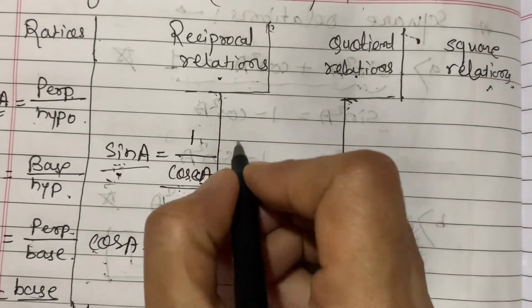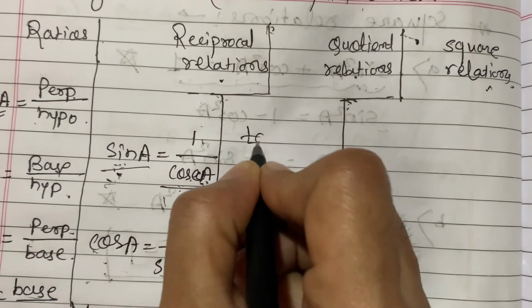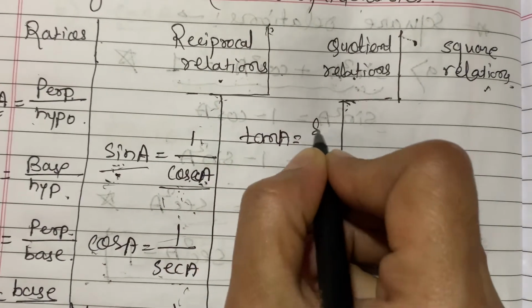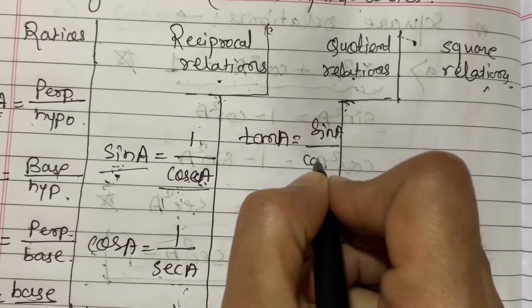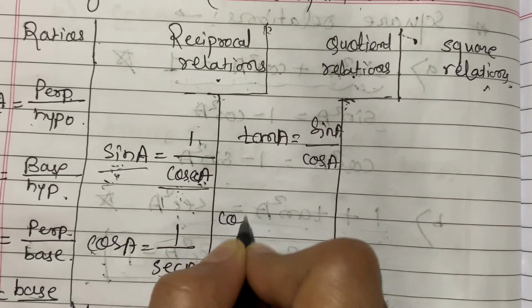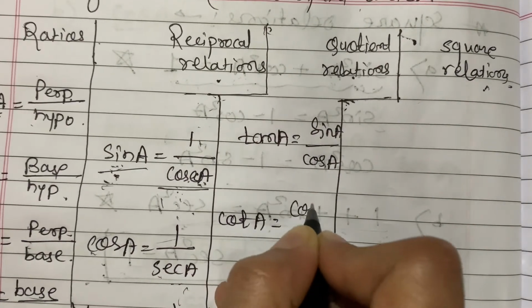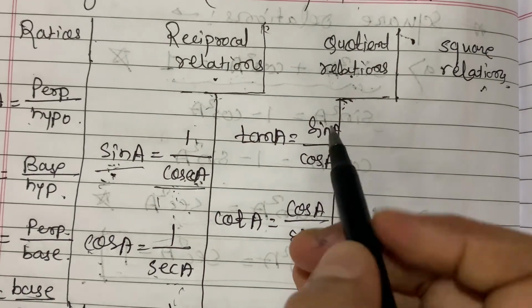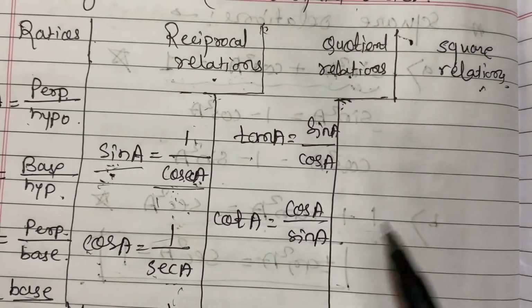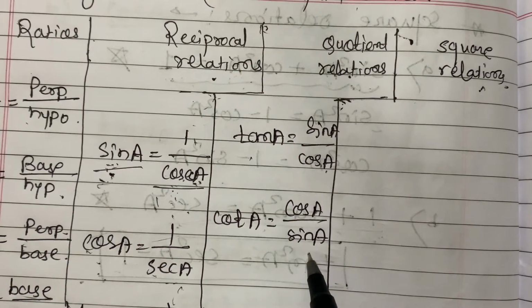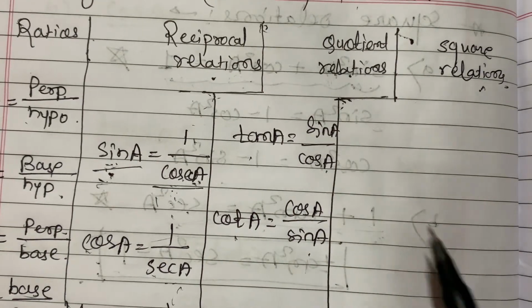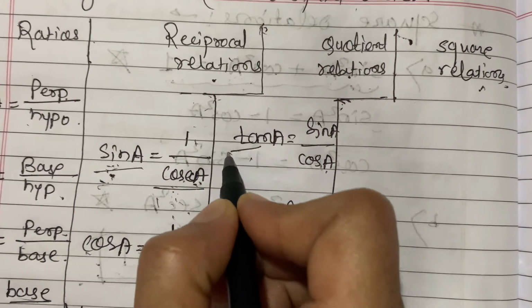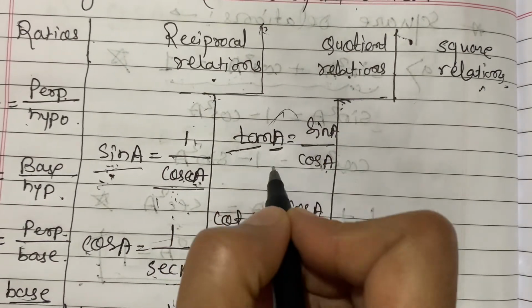Then the quotient relation. Tan A is always equal to sin A upon cos A, and cot A is always equal to cos A upon sin A. So if you take the ratio of sin and cos, it becomes tan, and if you take the ratio of cos upon sin, it becomes cot. Tan means tangent, and A means the acute angle.